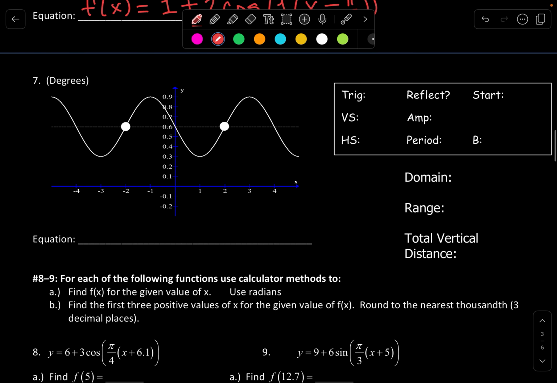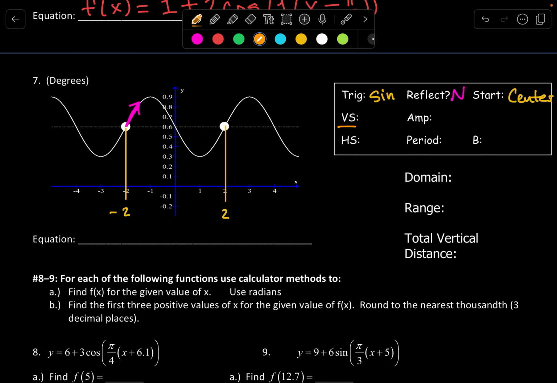Moving ahead, we're doing the same thing but in degrees. So the first thing I want to do is I want to find that start. And I want to find that finishing point. This graph starts at -2 and ends at 2. It also starts in the center, which immediately tells me that this is a sine graph. Not only does it start in the center, it starts by going up. It starts by going up, which means it has not been reflected.